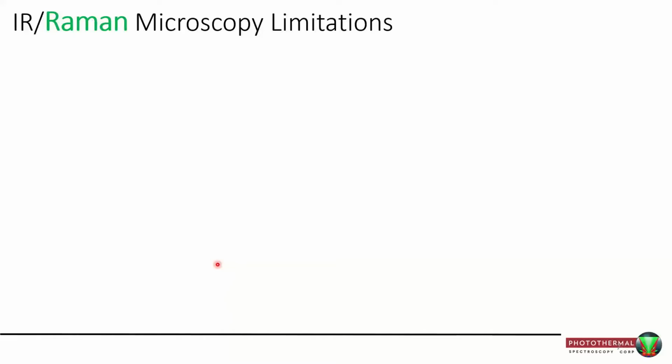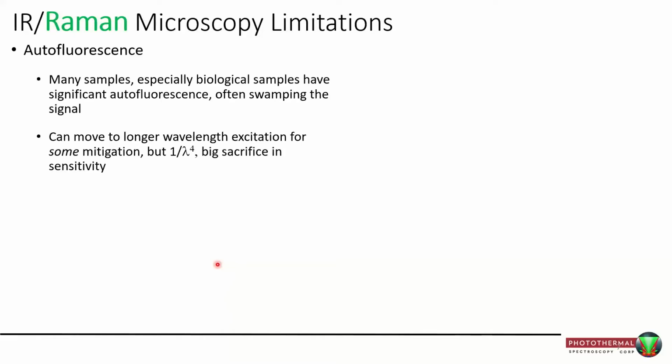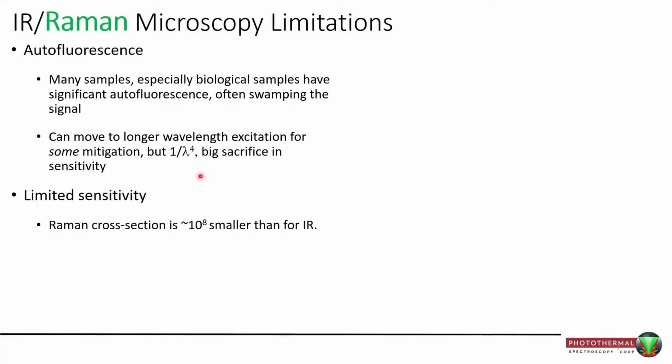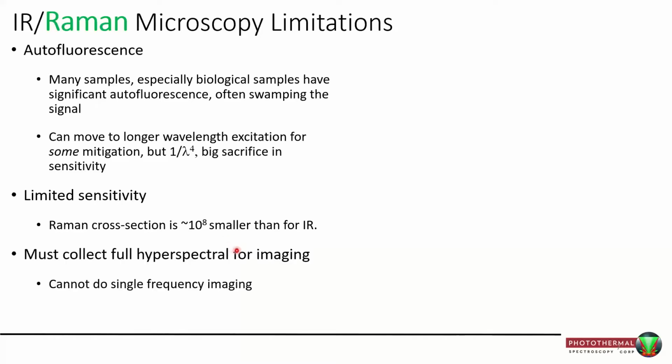Raman, on the other hand, has a lot of other, different limitations. Autofluorescence, especially with colored materials. You can eliminate some of that, or mitigate some of that, by going to longer wavelengths, but you take a huge hit in sensitivity. And that's on top of an already limited sensitivity. Raman is known to be a fairly low sensitivity technique. It's the fundamental nature of Raman. For imaging, you must do full hyperspectral. You can't do single frequency, which we can with our technique, which I'll show you later.